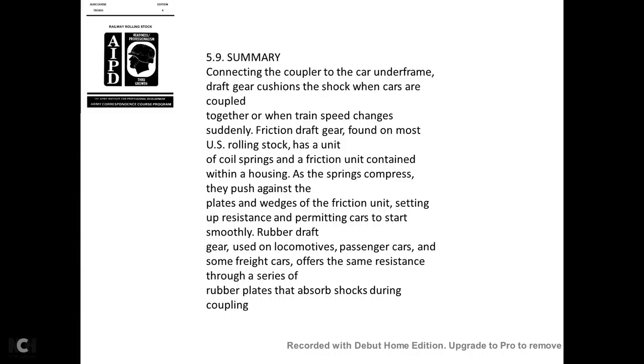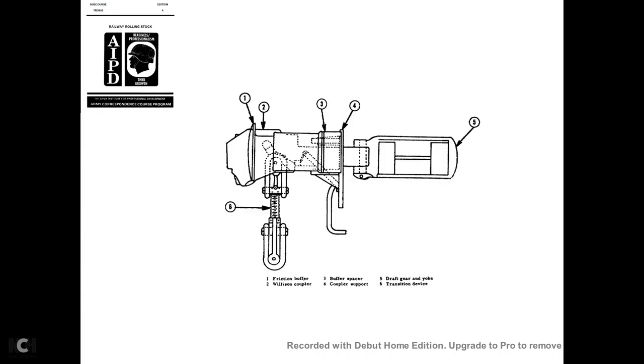Found on most U.S. rolling stock is a unit of coil spring, with the friction unit contained within the housing, and a spring compressed against the plates. Wedges in the friction unit set the resistance, permitting the cars to start smoothly. Rubber draft gear is used on locomotives and passenger cars. Some of the freight cars offer resistance from a series of rubber plates and absorb shock during coupling. This shows the coupler, the friction buffer, Wilson coupler, the buffer, spacer, coupler support, draft gear yoke, and transition devices.